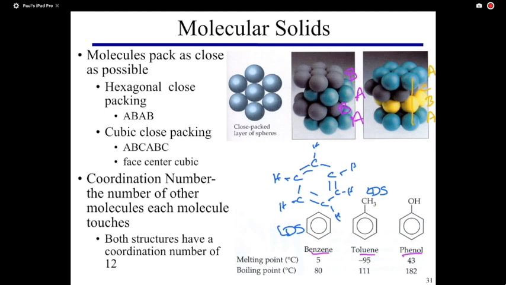Now, phenol has something sticking out also. So it can't pack as tightly. It can't get as close together. But look at its melting point. What do we see? It's really high compared to the others. Why is it really high? Not just the oxygen. What is it?